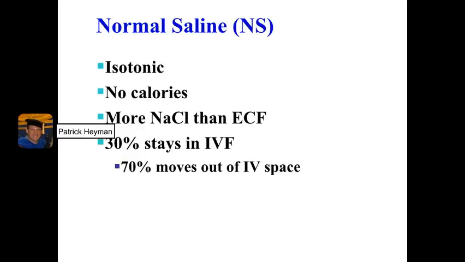Okay, we're missing half normal saline, or 0.45% saline. So the important thing to note is that pretty much everything that we say about normal saline applies, except half normal saline is the hypotonic version and provides less sodium. Now, normal saline is isotonic. There's no calories in it, and it provides more sodium chloride than is typically in the ECF. So it's ever so slightly higher than the normal sodium value. 30% of normal saline will stay in the intravascular fluid, and 70% of it will move into the tissues.